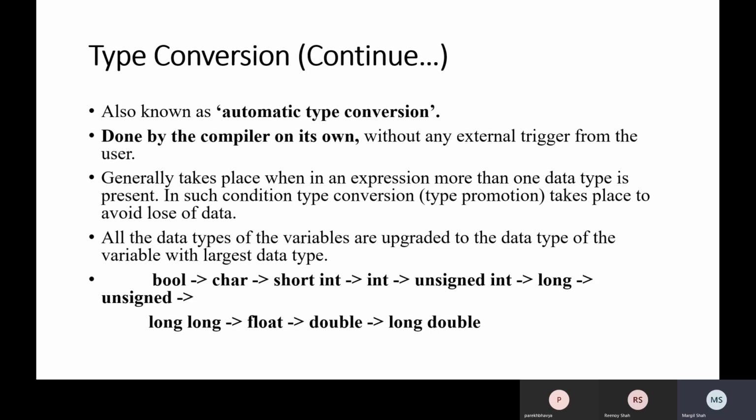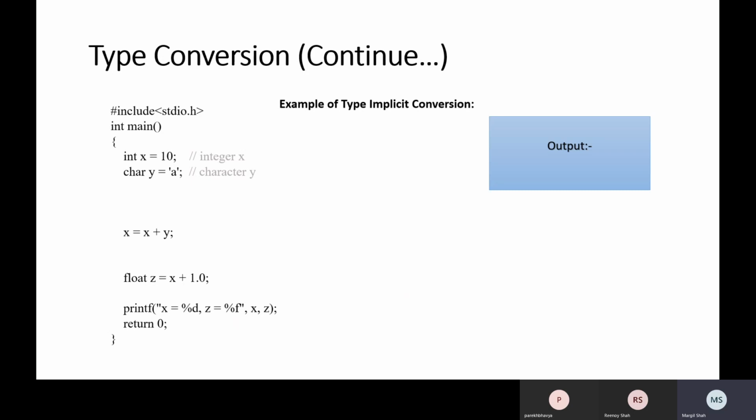This is also known as automatic type conversion, done by the compiler on its own without any external trigger from the user. Generally it takes place when an expression has more than one data type present. In such conditions, type promotion takes place to avoid loss of data. All the data types of the variables are upgraded to the data type of the variable with the largest data type. Boolean, character, short integer, unsigned integer, long, unsigned long, float, double, and long double, we have seen this, right? So that is fine. Now we have this example here.